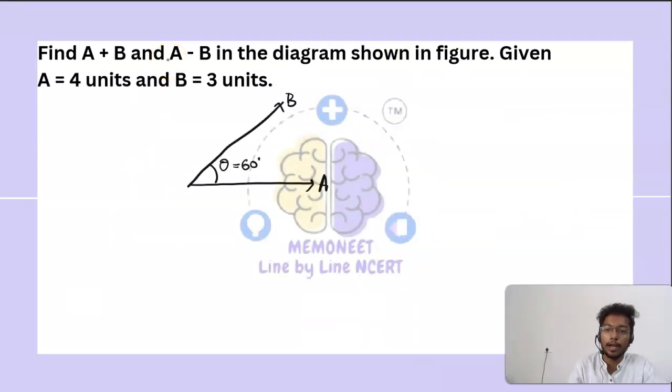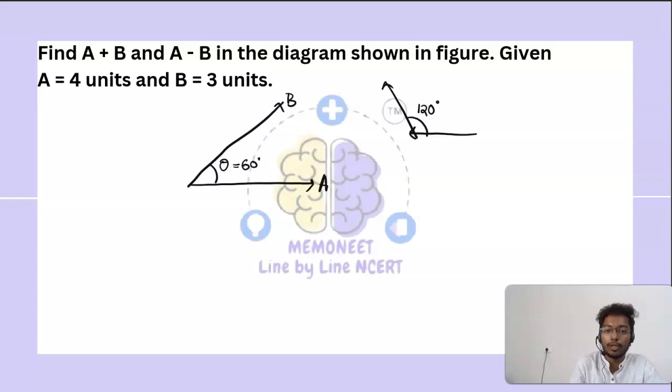A plus B and A minus B in the diagram shown in the figure, given A is equal to 4 units and B is equal to 3 units. So before I look into the question, I will remind you what the angle between the vectors is. Let's say we have here one vector and here another vector, and it is 120 degree. So what is the angle between these two vectors? So how can we find out?